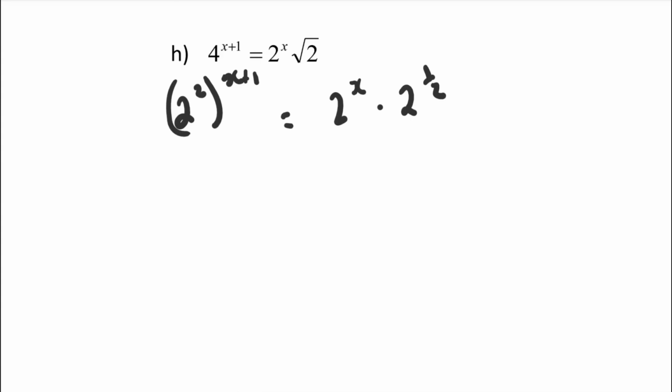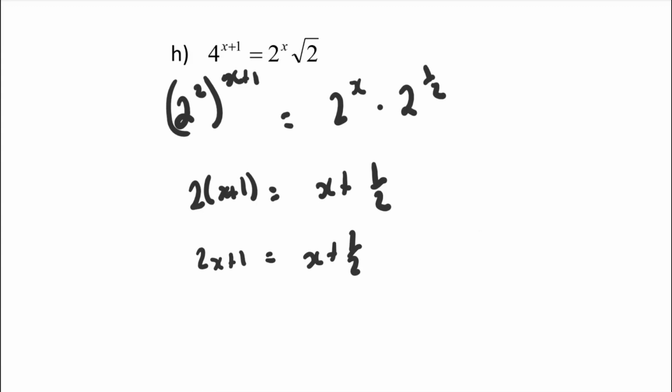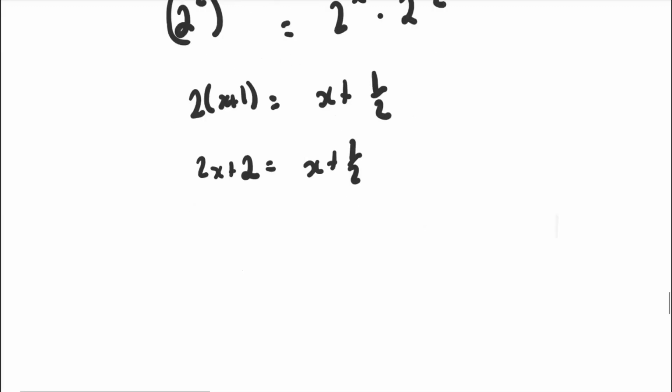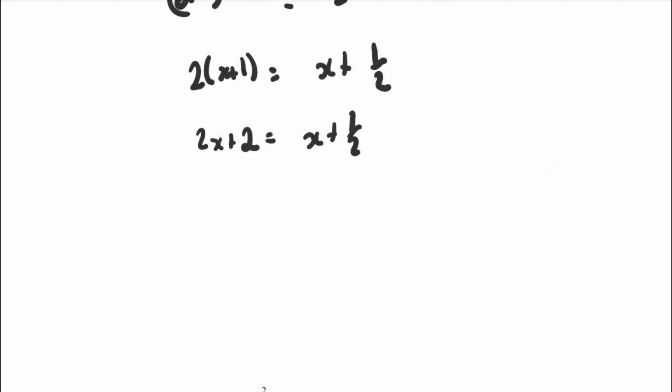Okay, so now we'll drop all of the bases of 2. So this is going to be 2 times x plus 1 is equal to x plus 1 over 2. Okay, so now when you expand it, you get 2x plus 2 is equal to x plus 1 over 2. Oh, sorry, this should be x plus 2, my mistake. Okay, so you're going to move the x to the left, and you're going to move the 2 to the right, which means you should get x is equal to negative 3 over 2.